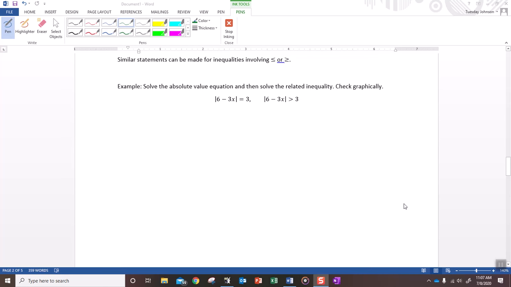So we're going to solve the absolute value equation, and then we're going to solve the related inequality. We might even check this graphically. We'll see. I encourage you to check it graphically if I don't. So to solve the equation, we have the absolute value of 6 minus 3x equals 3, which leads us to 6 minus 3x equals plus or minus 3. So we'll have 6 minus 3x equals 3. We can subtract 6 from both sides. Minus 3x equals minus 3. x equals 1 if we divide both sides by negative 3.